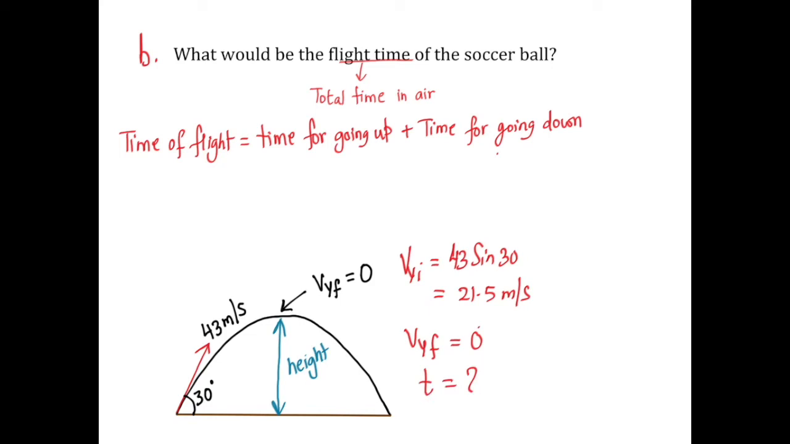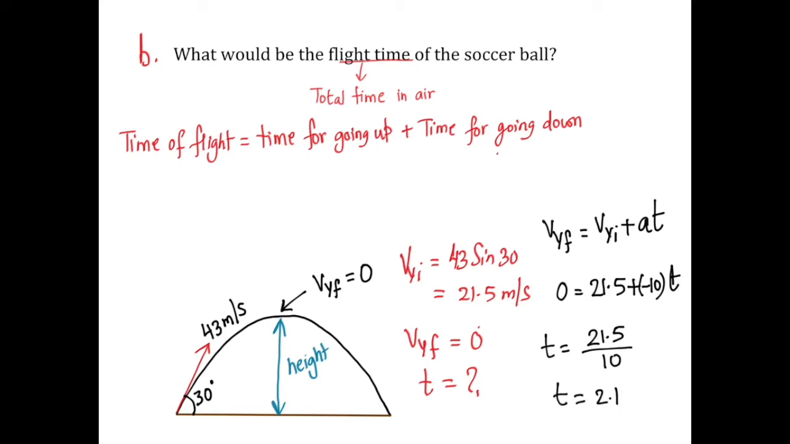We'll find the time required to go up. From the three equations we have, we will use the first equation to find the time, substitute the values and rearrange to get the time as 2.15 seconds. That's the same time for going down as well, so we can just add it up and we get 4.3 seconds.